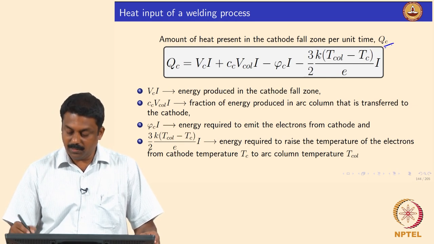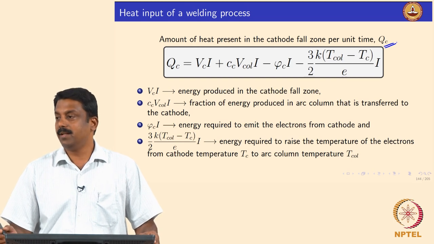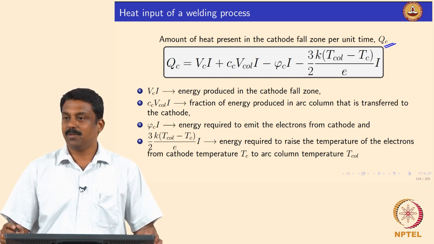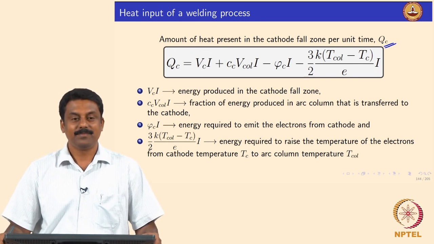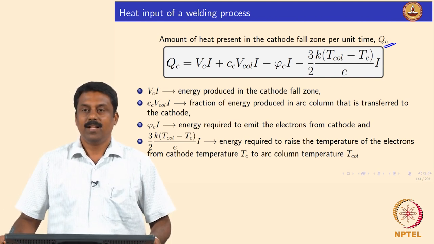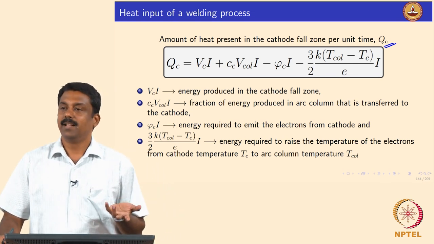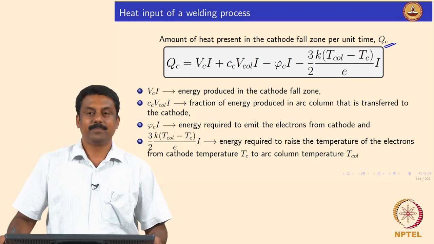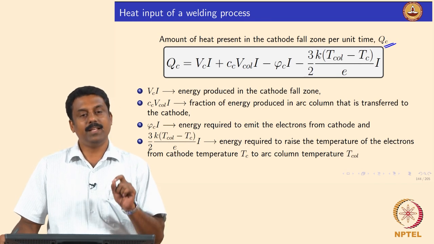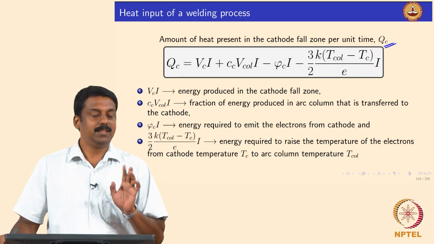At the cathode, what happens? What is the main function of the cathode? To emit electrons, isn't it? To emit electrons, it also absorbs heat. Work function, isn't it? The work function means that it has to consume heat to emit an electron. And the moment the electrons are emitted and sent to the arc column, when the electrons are at the cathode, the temperature of the electron is the cathode temperature, isn't it?